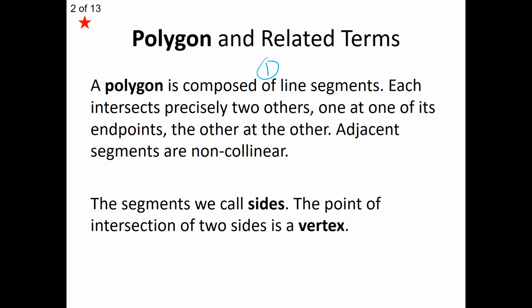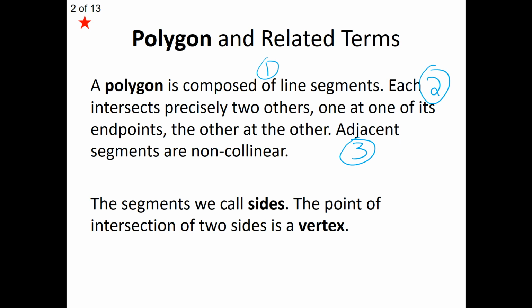Now, the second statement: each line segment intersects precisely two others, one at one of its endpoints and the other at the other. So that's our second statement that goes into the definition of polygon, that these line segments must intersect precisely two others.